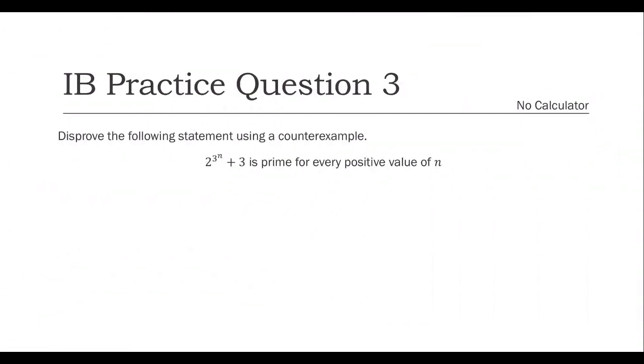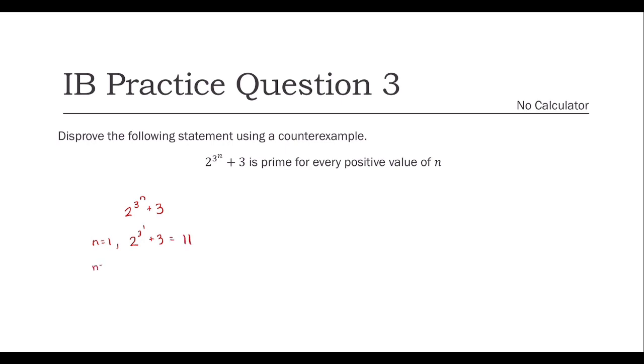So now we have our third IB practice question with no calculator. It says disprove the following statement using a counterexample. 2 cubed to the n power plus 3 is prime for every positive value of n. So we'll go ahead and plug in some values for n. So we'll plug in 1. So when n equals 1, we have 2 cubed to the first power plus 3. So 3 to the first power is 3. 2 cubed is 8. 8 plus 3 is 11, which is prime.